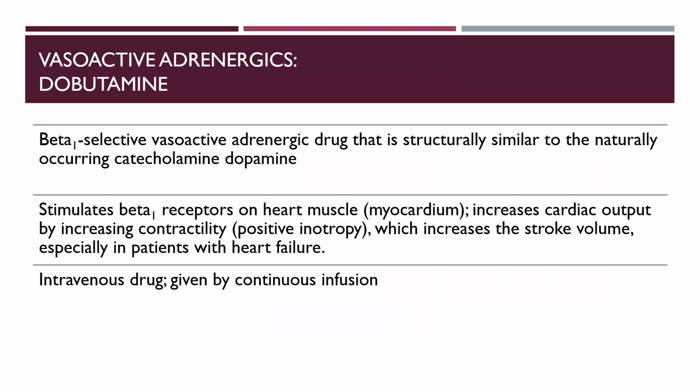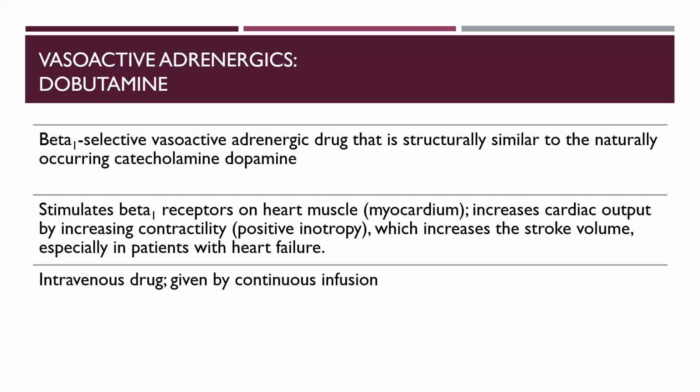All right, so the first drug we're going to talk about is dobutamine. It's a beta-1 selective vasoactive adrenergic drug. So that means, is this one affecting mostly my heart or heart and lungs? Your heart. My heart, yes. So this is one of those drugs that they would give if I want to deal with the heart. So we're looking more at a heart medication.